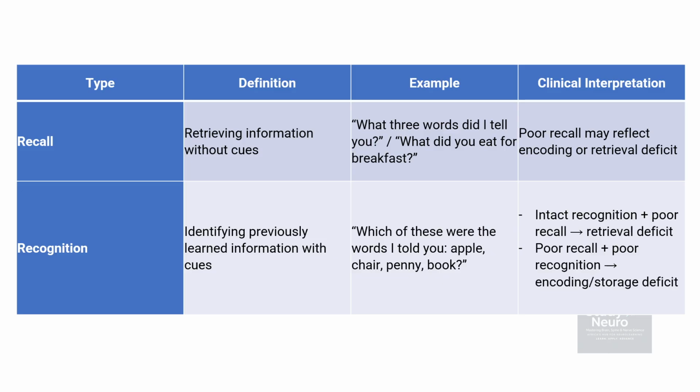Recognition, on the other hand, provides cues to help the patient identify previously learned information. For instance, you could show a list of words and ask which ones were mentioned earlier. If a patient struggles with recall but can recognize the correct items, this usually points to a retrieval issue. However, if both recall and recognition are impaired, it suggests a deeper problem with encoding or storing the memory.